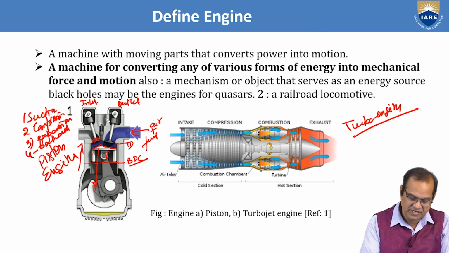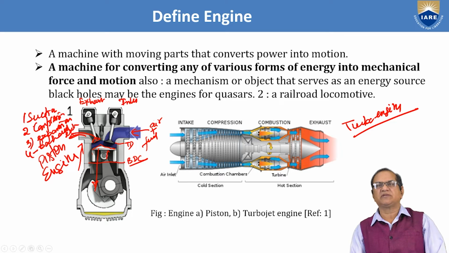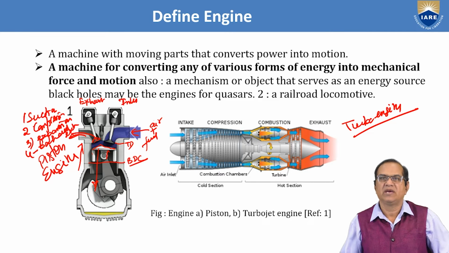This is the exhaust, and this is the inlet. So this valve will open, and the exhaust gases will go out from here. So this is the basic principle of a piston engine.